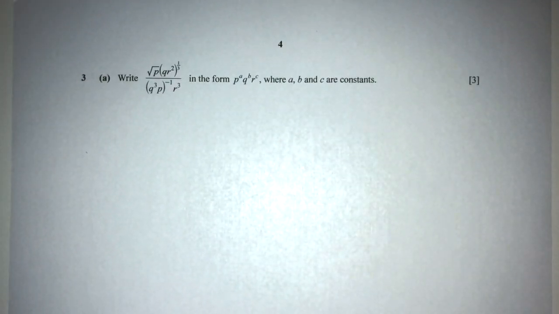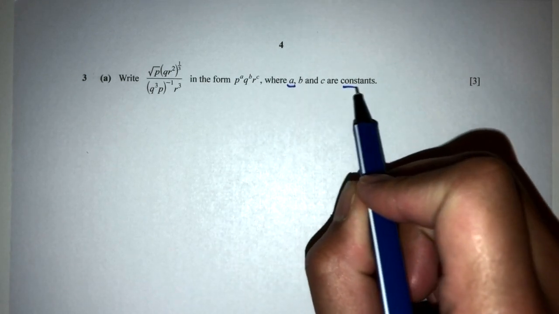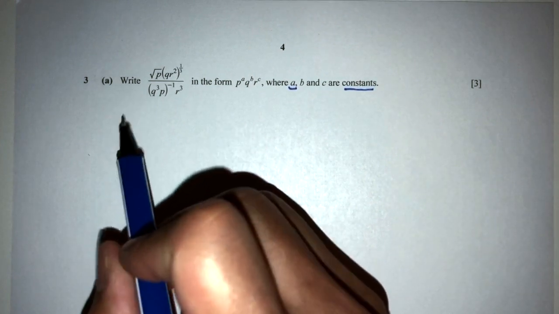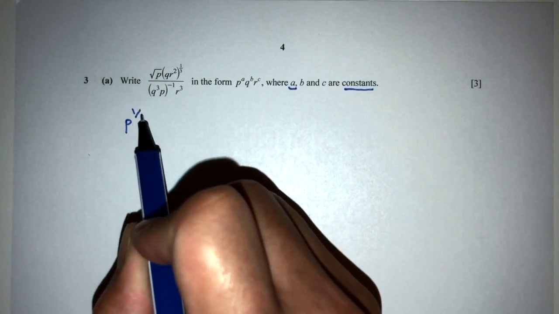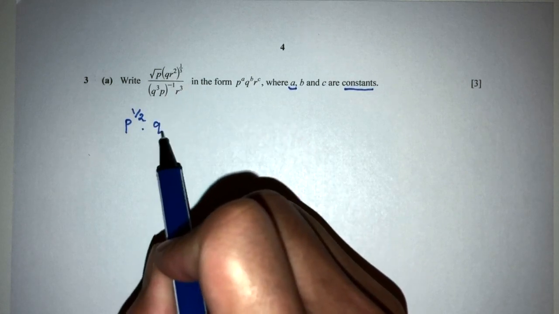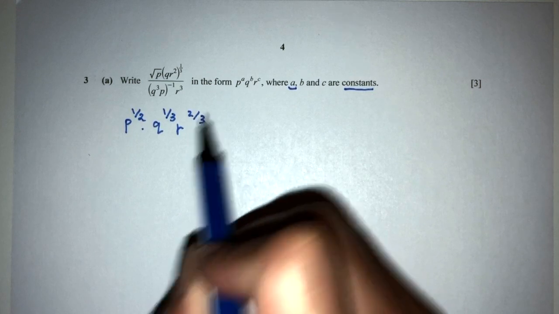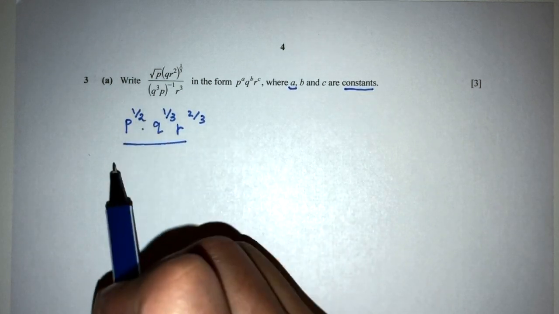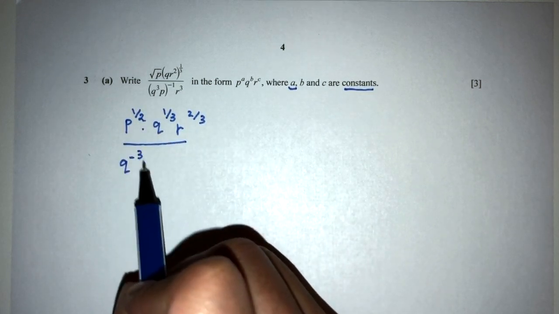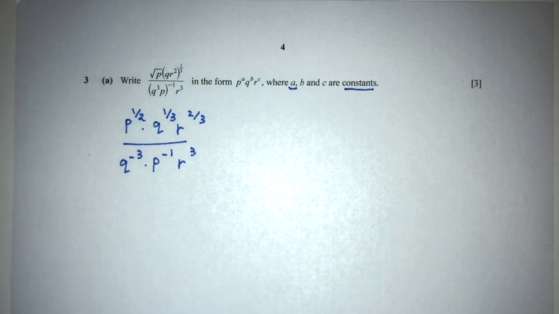So here we have to write down this fraction in the form of this, where a and b and c are constants. So one by one, let's simplify. Now what is p square root? It is p power half. Next one, we can break this down. That will be q power 1/3. R will be 2 over 3. Divide by, simplify, that will be q minus 3, p minus 1, and then r power 3.